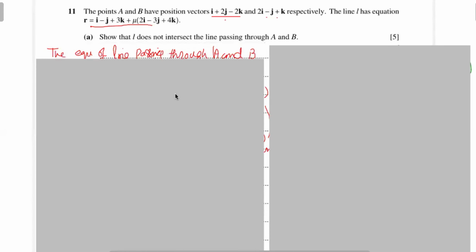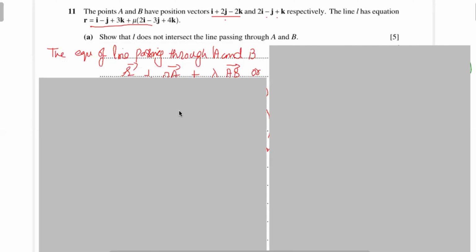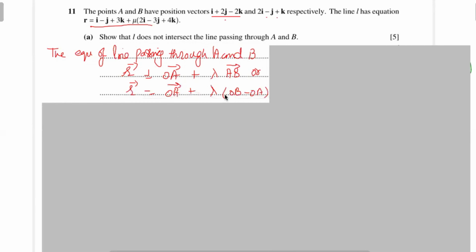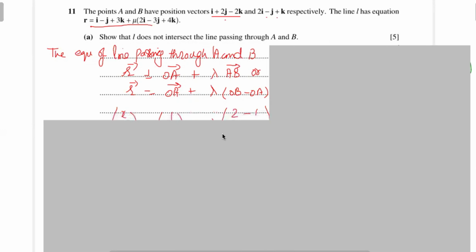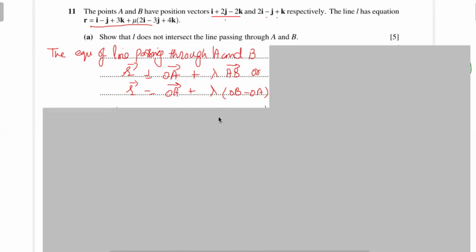Vector equation of line. You see here, this is the equation of the line passing through A and B: r equal to OA plus lambda AB. Now AB can be written as OB minus OA. Therefore, we write r equal to OA plus lambda (OB minus OA). Now we put the value of OA. OA is i plus 2j minus 2k, and the coordinates of this point are 1, 2, minus 2, and the coordinates of point B will be 2, minus 1, 1.